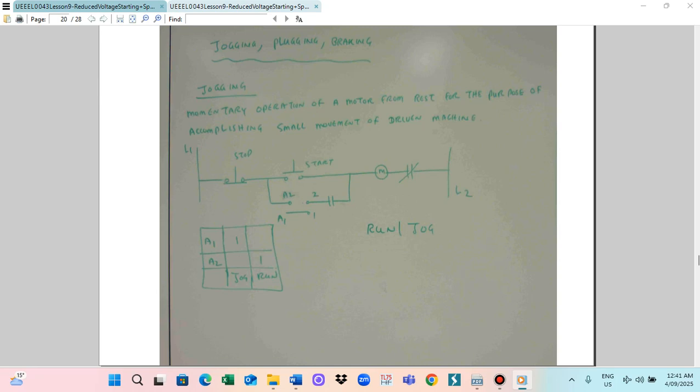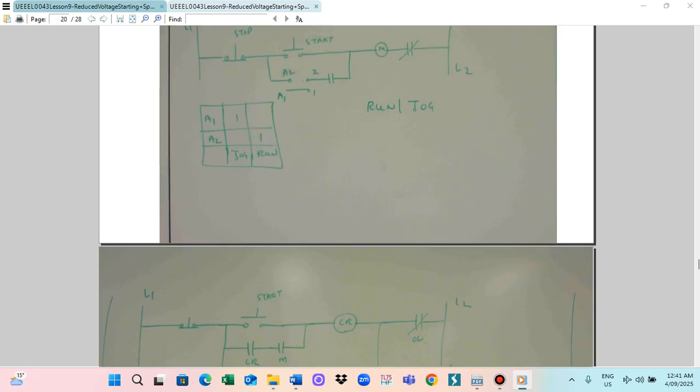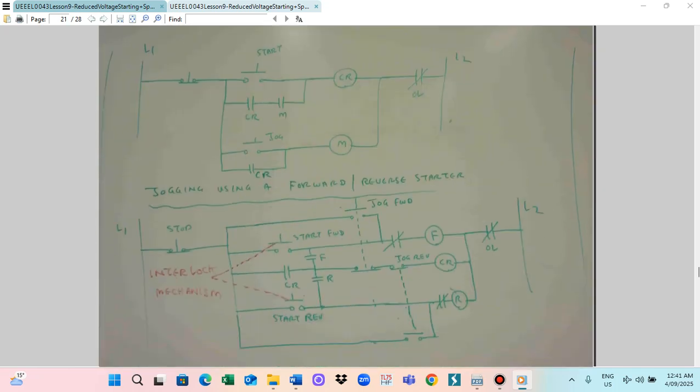So there is the A1 here. This one is the stop switch. Then we use the start switch. And then this one is connected to the CR. CR is the control relay, and this is a holding by M. So this one is connected to the CR. And then this one is connected to the jog function. The jog here, and this is a control relay. And the control relay is connected to the M function.